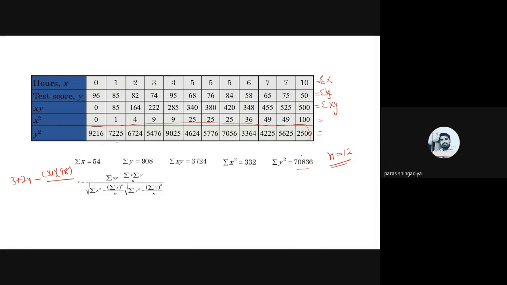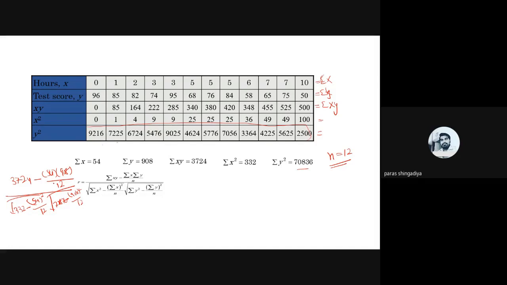So n is equal to 12, divided by 12. The denominator is the square root of sigma x square, which is 332, minus sigma x whole square. The value of sigma x is 54, so take the square of 54 here, divided by 12, into the square root of sigma y square, that is 70836. Clear? Minus sigma y whole square, that is 908 whole square divided by 12. Simplify this one. It's easy now.